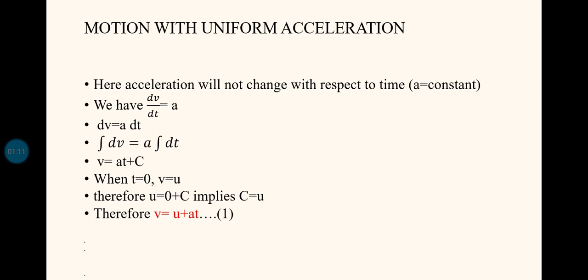Now we want to find out that constant value. For that we use the limit at t equal to 0, v is equal to u. Just at the time of starting, t is equal to 0, the velocity is nothing but the initial velocity. So v is equal to u at t is equal to 0. Substituting in the above equation, u equal to 0 plus c, which implies c is equal to u. Now substituting for that constant c, we get v is equal to u plus at.